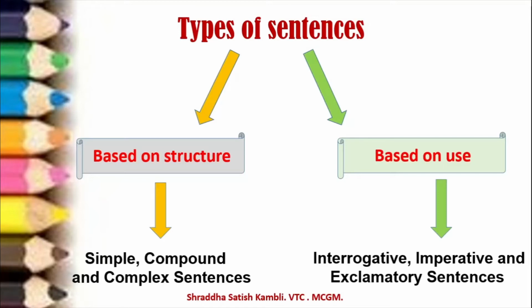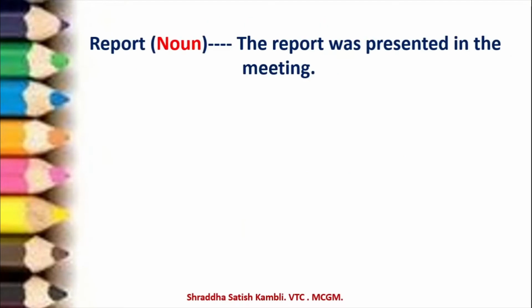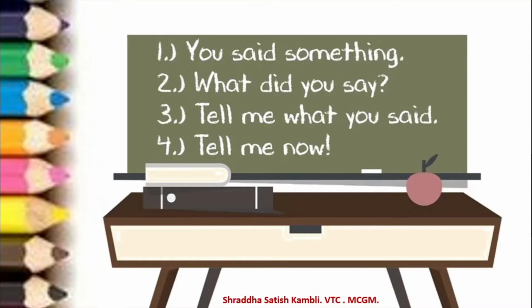So let us go back to the previous image that we saw. Here the types of sentence was based on use, isn't it? So is it clear now? These examples were types of sentences based on use. How? See the first one. You said something. Tell me what you said. These are examples of imperative or assertive sentences. What did you say? Is an example of an interrogative sentence.